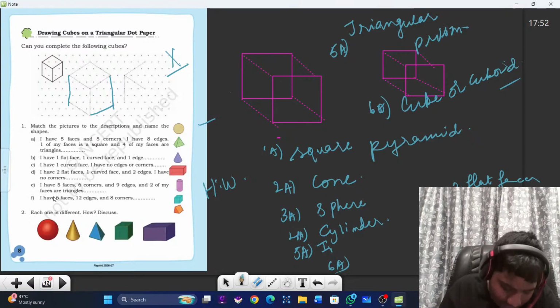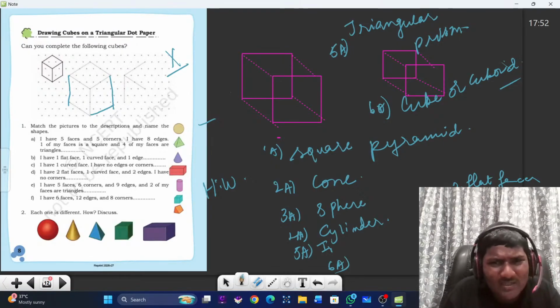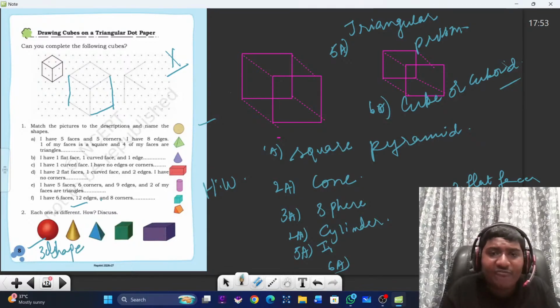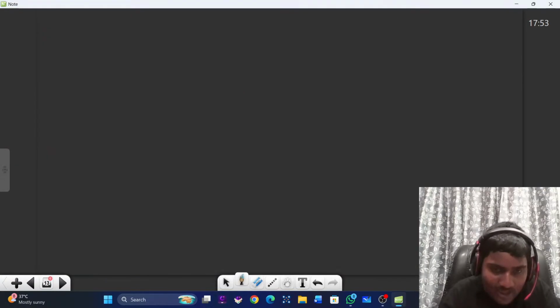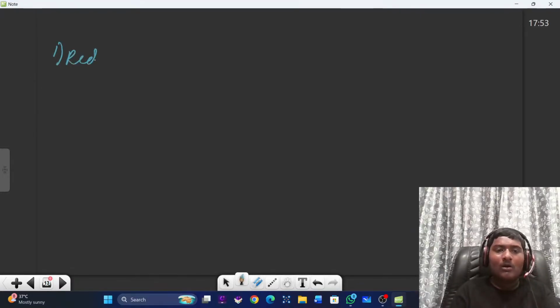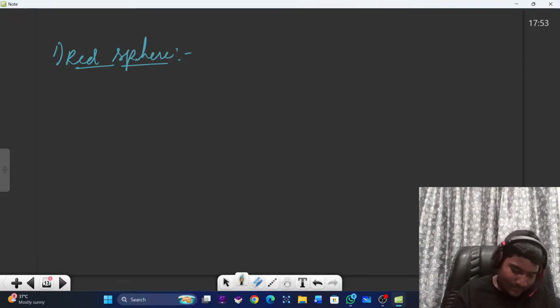Okay, red sphere. So what is the red sphere? It is a perfectly round 3D shape. You can see here the red sphere is a 3D shape. Now I am going to discuss each and every shape in a detailed manner, as this class is only about shapes around us. So what does it explain, children? Let me know.